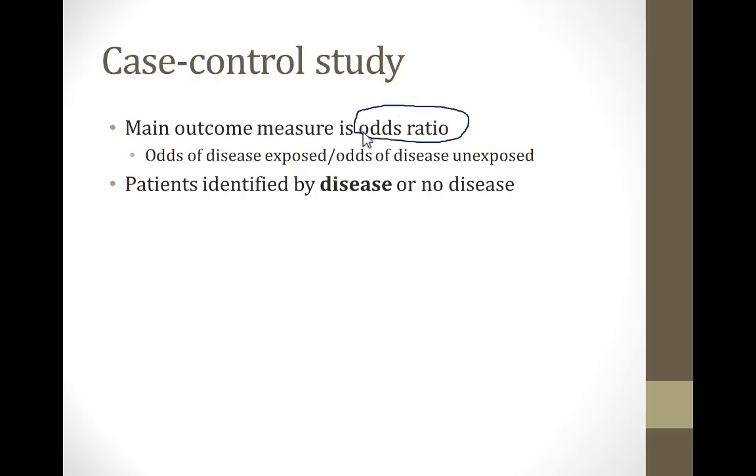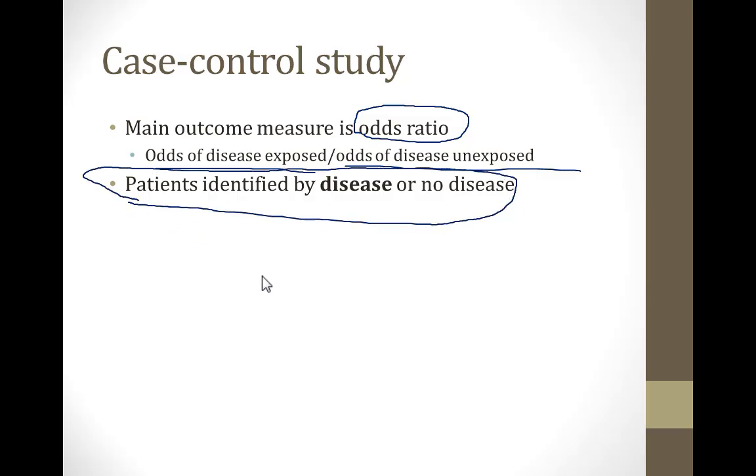You can't calculate a risk ratio from a case control study like you do for cohort studies because the results are not reliable, and I talk about that in much more detail in another module on quantifying risk. But an odds ratio represents the odds of disease in the exposed patients compared to the odds of disease in the unexposed. It's a key point here to remember that case control studies identify patients by disease or no disease. And this makes them very different from cohort studies.